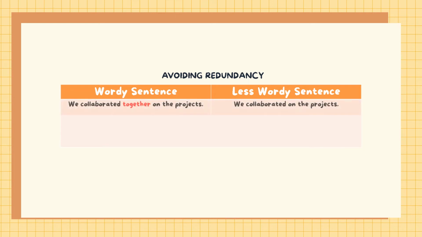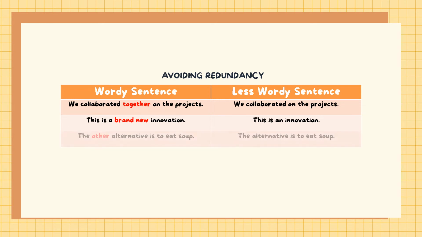Instead of saying we collaborated together on the project, we can just simply say we collaborated on the project. So we remove the word together since it is already obvious in the word collaborated that you were together with other people. Next, this is a brand new innovation. We can change it to this is an innovation. So there's no need to say that it's brand new since the word innovation already says it all.